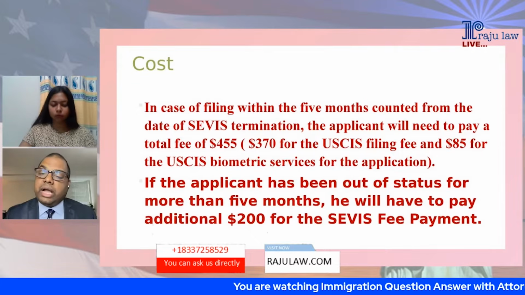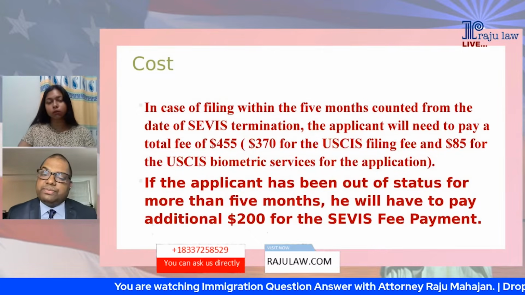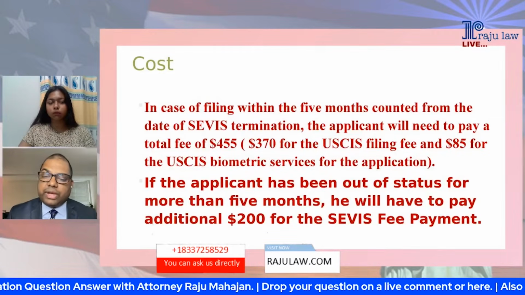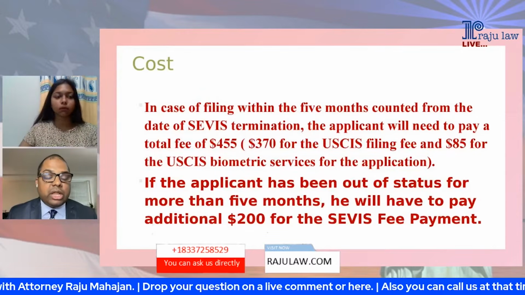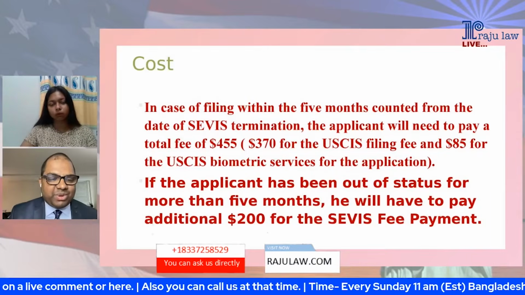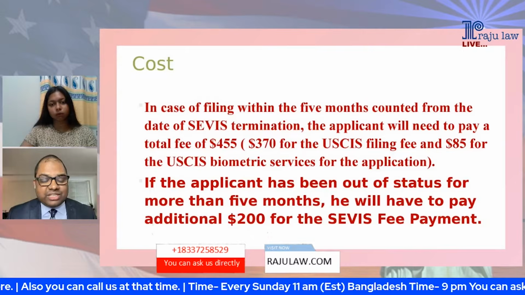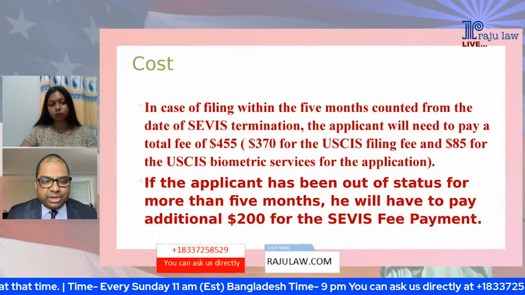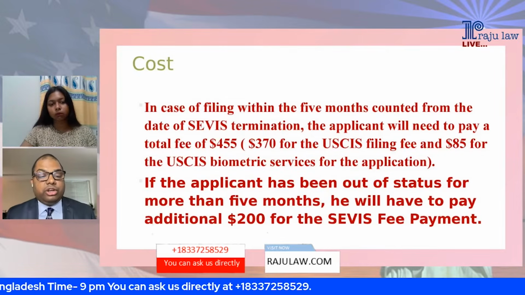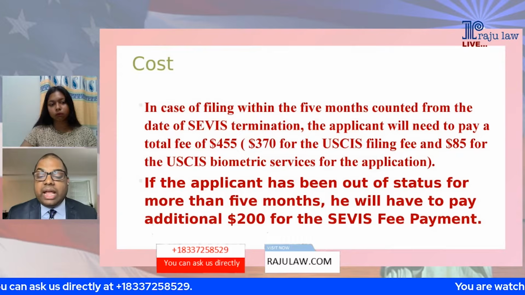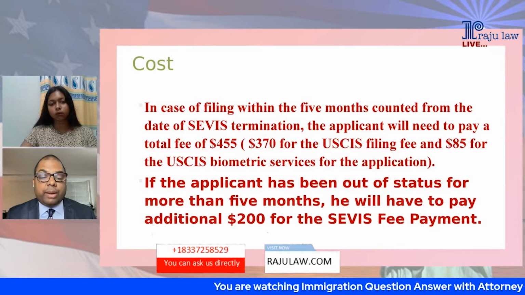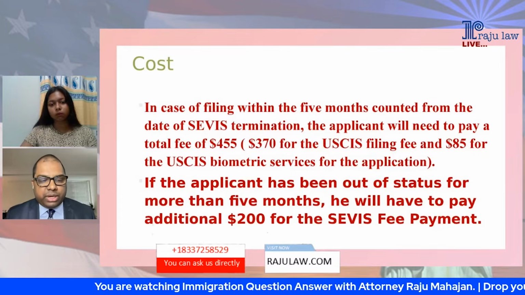If you file within 5 months, then the fee would be $455: $370 for the USCIS filing fee, and $85 for the USCIS biometric service for the application. This is just the USCIS fee. This is not our fee. A lot of times people are confused. They think $455 is the total cost. No, this is just the USCIS fee. We also charge an attorney fee, because we need to work on your case. Also, if you apply beyond your 5 months, then there is a $200 additional service fee. So that is 455 plus 200 if you apply beyond that 5-month period.